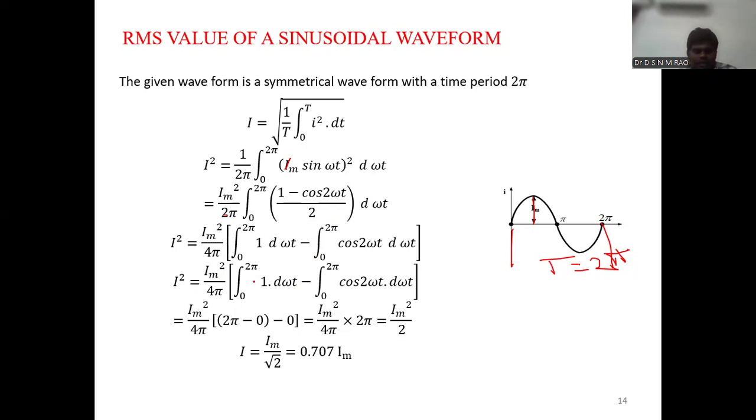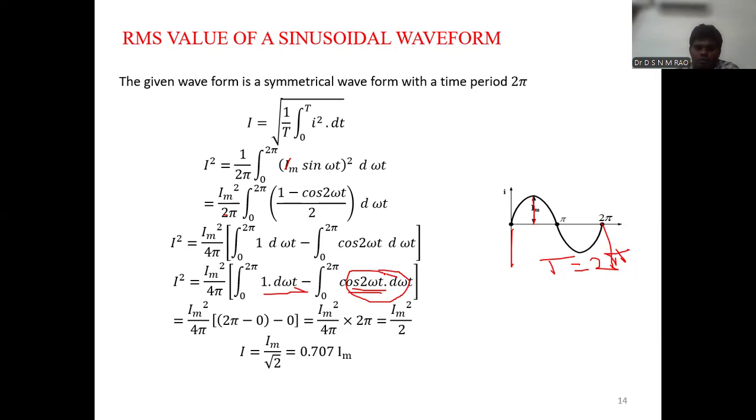Here we can apply the limits. Im square by 4 pi into integral 1 d omega t, which is nothing but omega t, applying the limits 2 pi minus 0, minus the integral of cos 2 theta. The integral of cos 2 theta will be sin 2 theta by 2. Then we apply the limits: sin 2 into 2 pi, which is sin 4 pi, minus sin 0. So this value will be 0. Sin n pi is 0; we can place any value instead of n.